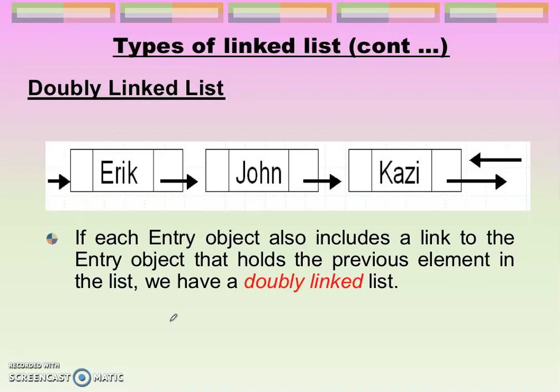Okay, if each object also includes a link to the entry object that holds the previous element in the list, we have a doubly linked list. What is the difference between singly and doubly linked list? In a singly linked list, we have the actual data and we store the address to the next node. Okay, if doubly, it adds another address, where we store the address to the previous node. That's why we call it doubly. It stores two addresses there: one address to the next node, and another address to the previous node.